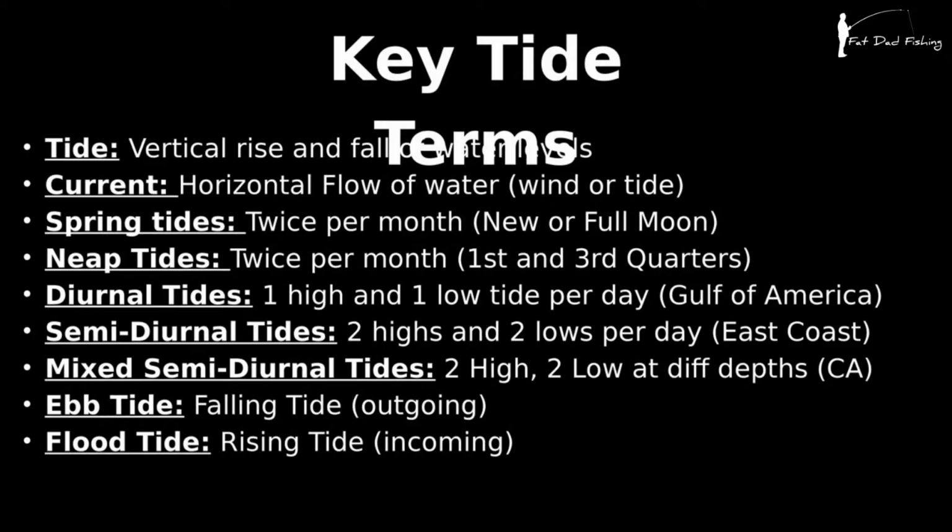Then you have the neap tides twice per month, the first and third quarters of the moon. And those are going to actually be associated with less flow. And I'll show you why in a minute.